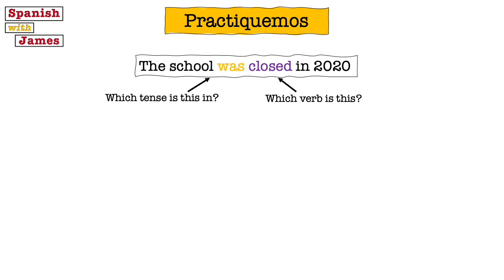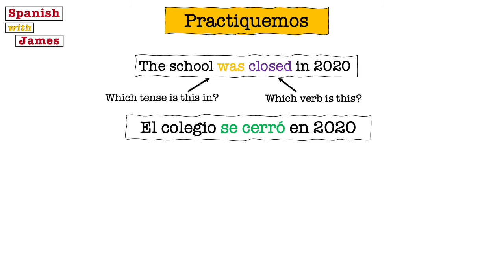So first, the verb cerrar in the preterite becomes cerré, cerraste, cerró. And obviously it's the he, she, it version we're going to use. So we're going to use cerró with the reflexive pronouns, which are me, te, se. And because it's the third one we need, it's going to be se, because this is the se passive. So it's going to be se cerró. El colegio se cerró en 2020. For school, you might also say la escuela.